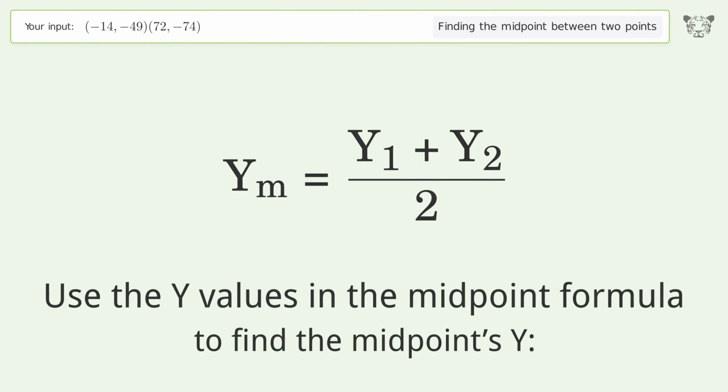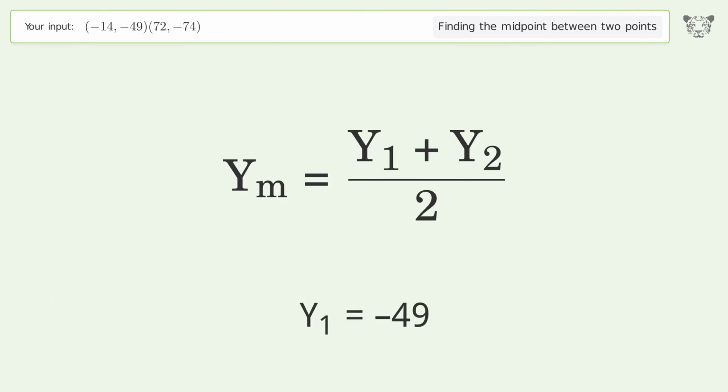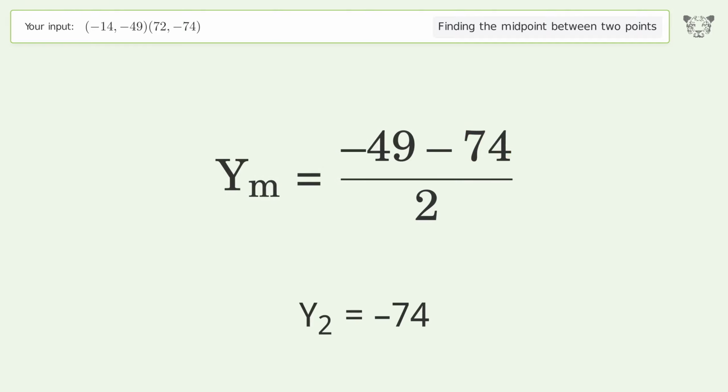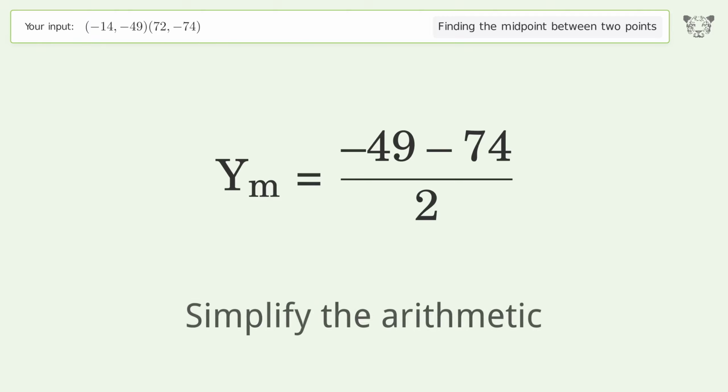Use the y values in the midpoint formula to find the midpoint's y. y1 equals negative 49. y2 equals negative 74. Simplify the arithmetic.